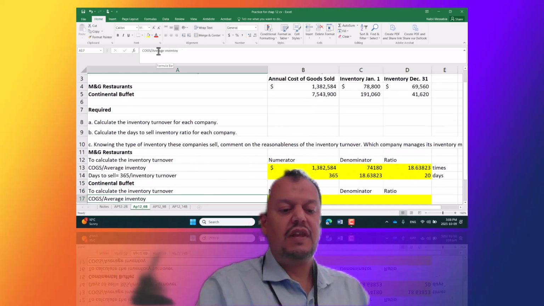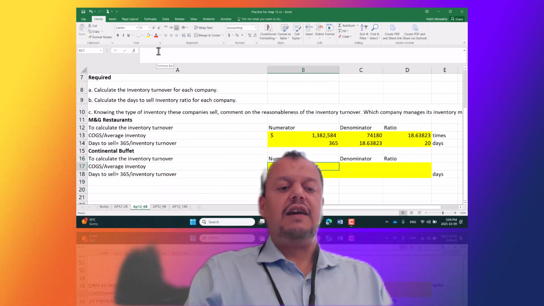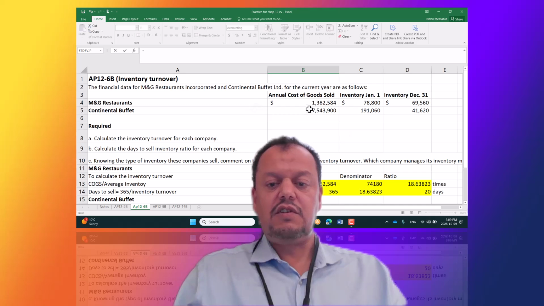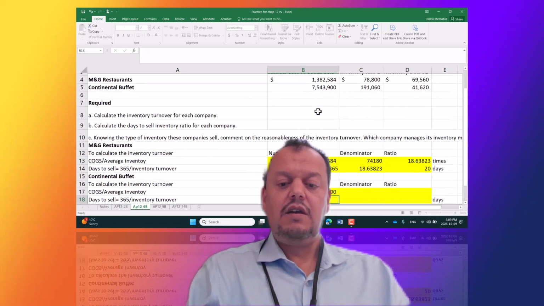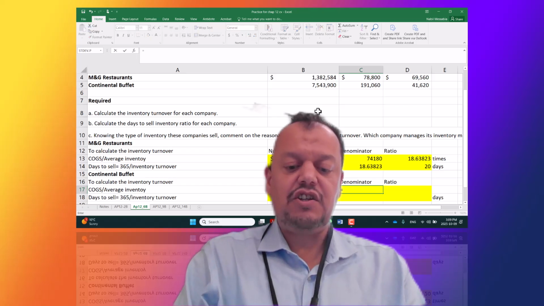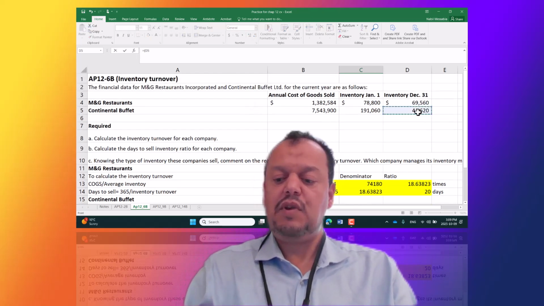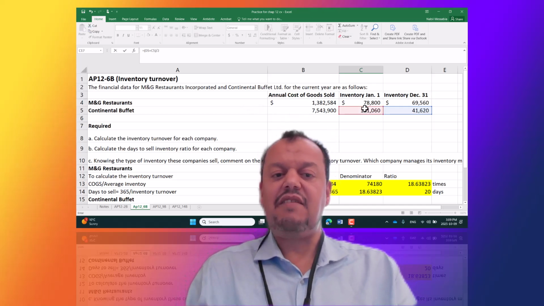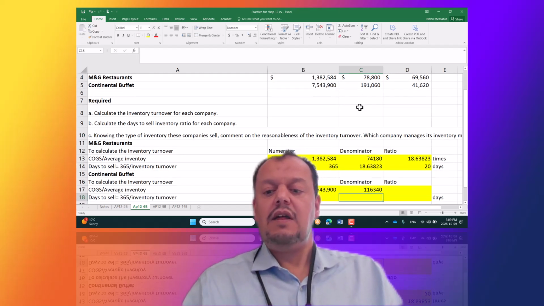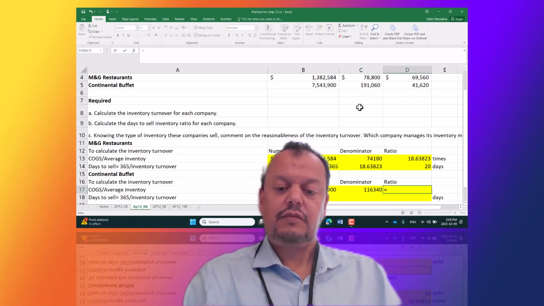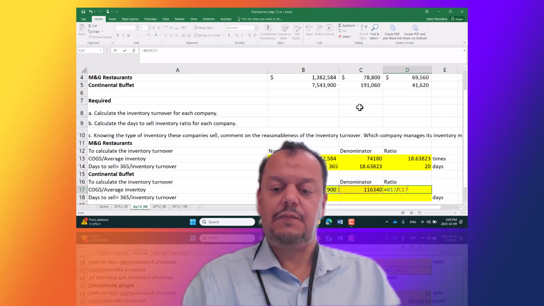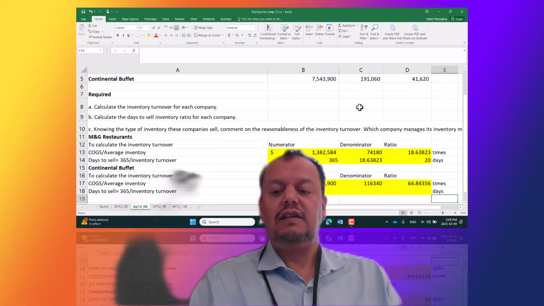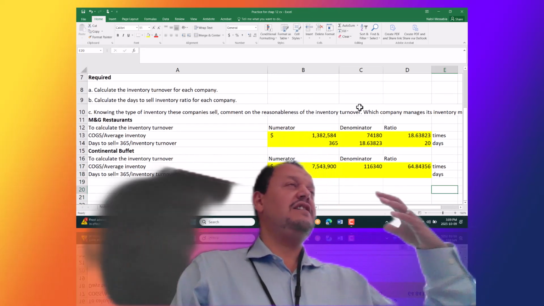The other company, what is their inventory turnover? So numerator, cost of goods sold, okay? Denominator, the average of opening plus ending divided by 2, simple average of the inventory. The ratio is this divided by this, 68 times, okay?